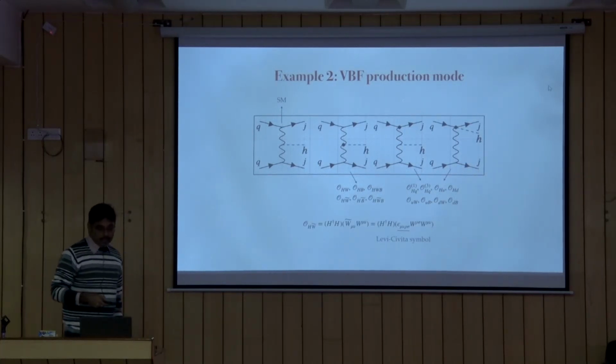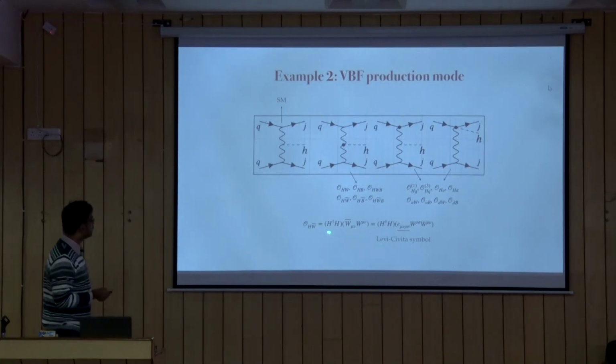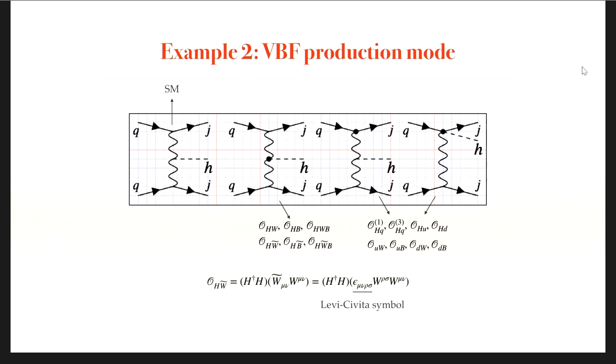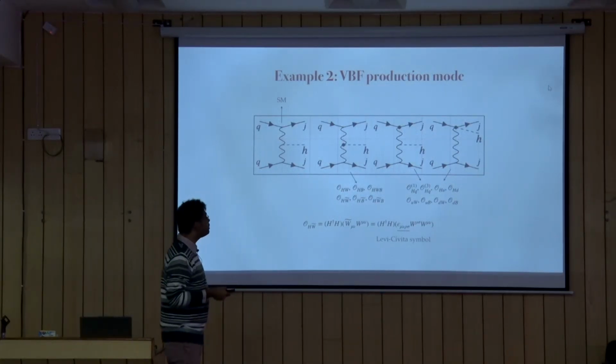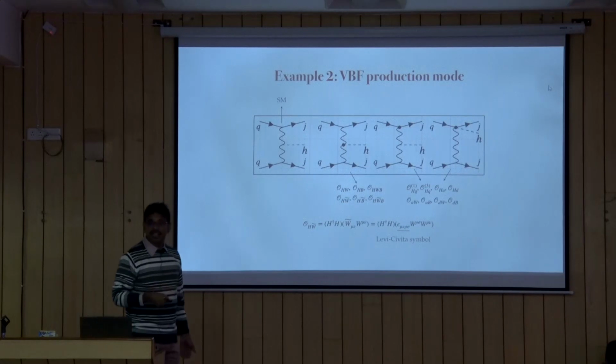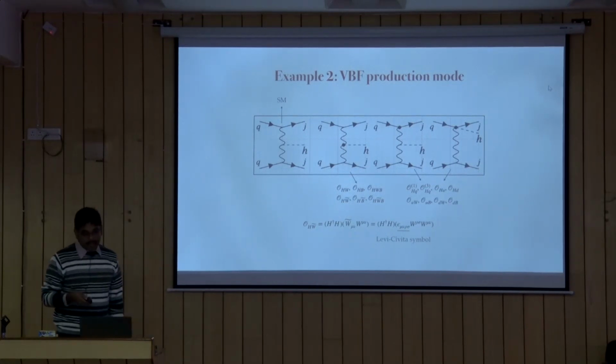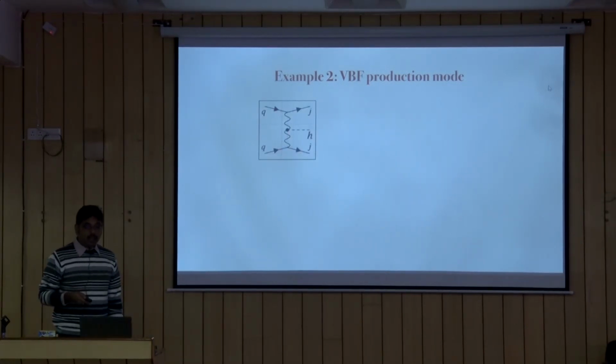And once again, this operator comes into play, like H dagger H W mu nu tilde W mu nu here, which you remember we said is one of the CP violating operators. So there is a CP violating operator that is contributing to this particular channel. So now the question is, is there a way that we can probe the CP violation?